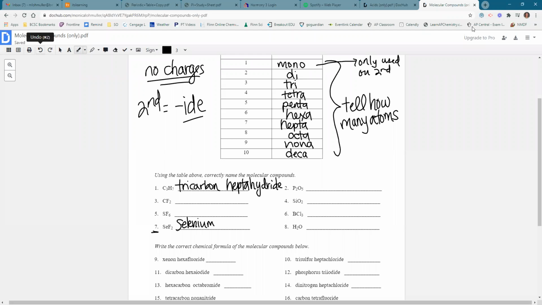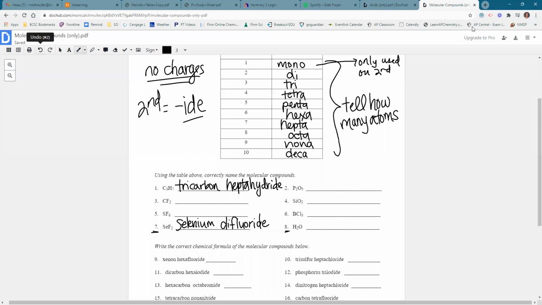But then we do use the di for the 2 fluorines. It'll be difluoride. So selenium difluoride is SeF2. Very simple to name. Now, number 8. Trick question, but no, you cannot just write water. I will not count it correctly. You need to use the prefixes to tell what it actually is on number 8.